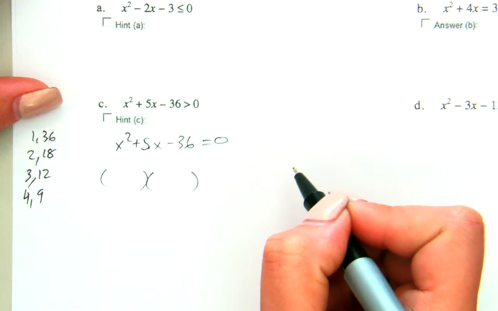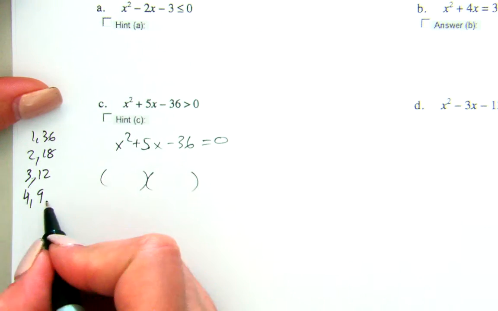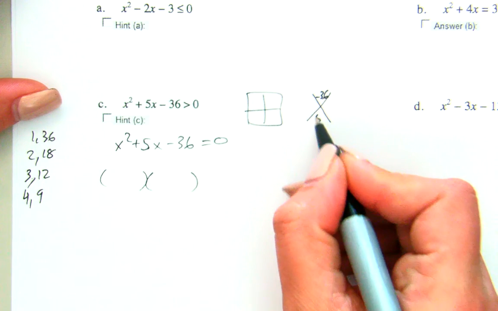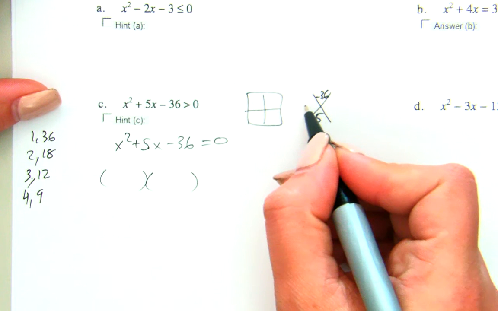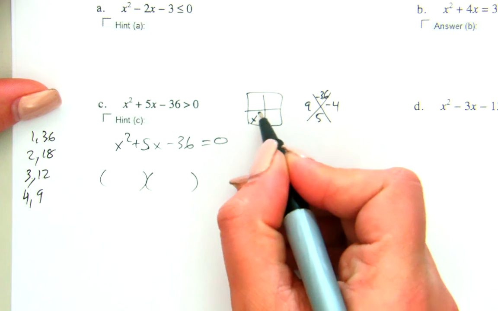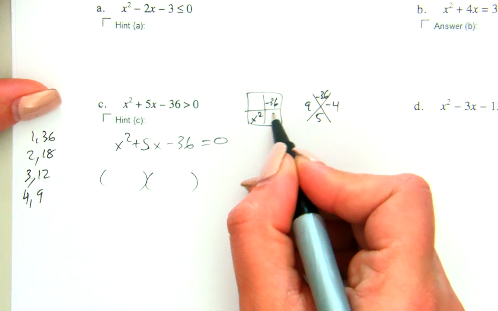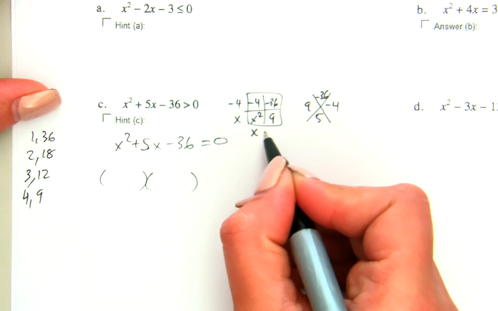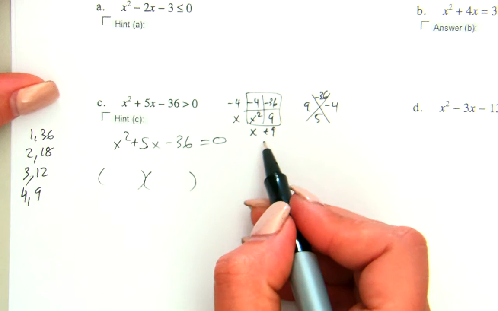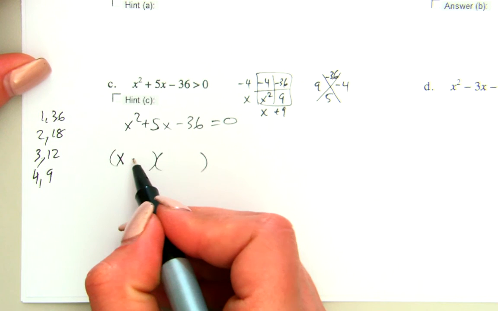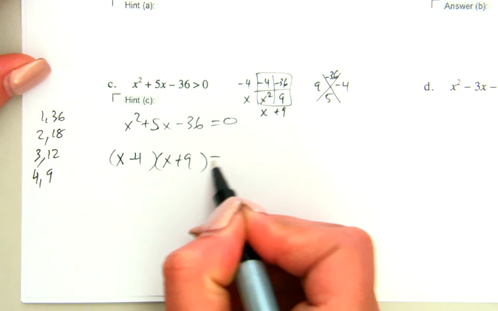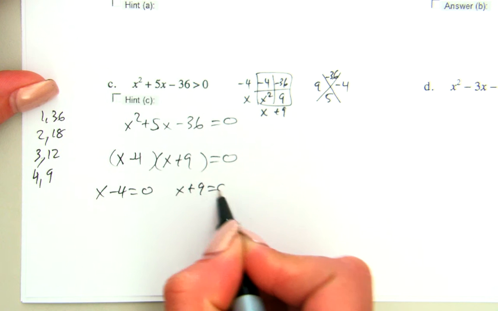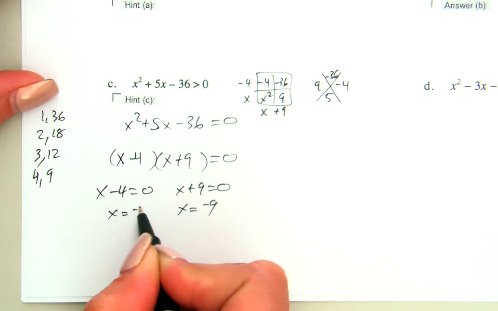And that will give me 4 and 9. So if I do this with a box, I need negative 36 and a 5. So that's going to give me positive 9 and a negative 4. So that's x minus 4 and x plus 9. Okay, so let's see, x minus 4, x plus 9 equals 0. So I have x minus 4 equals 0, x plus 9 equals 0. So x equals negative 9, x equals 4.